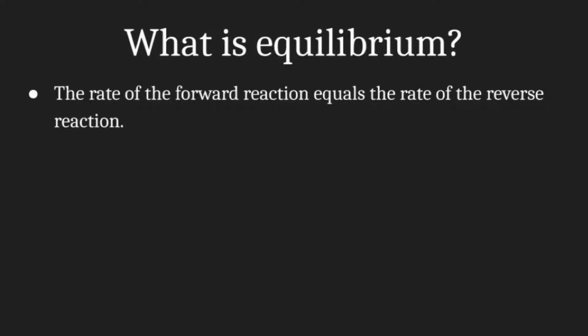Now that we know what a reversible reaction is, we can start talking about equilibrium. So, at equilibrium, the rate of the forward reaction equals the rate of the reverse reaction. In other words, the rate or the speed at which we make products is the same as the rate at which we are making reactants.